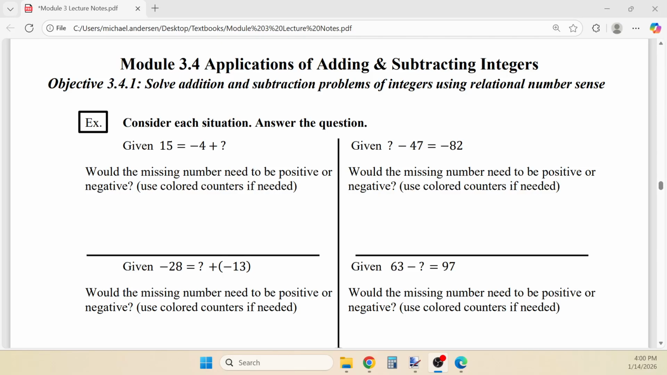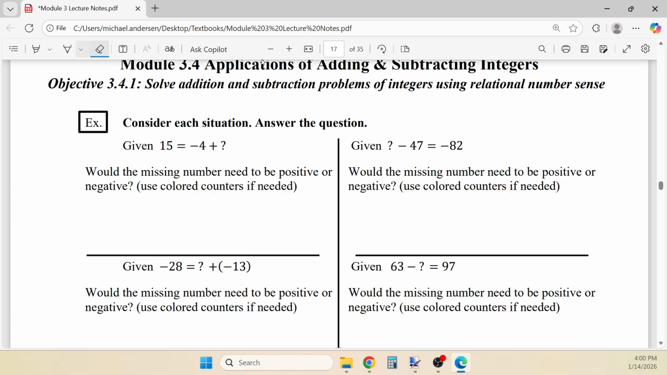Okay, we're going to continue on with this Module 3 lecture note. Yesterday we ended in 3.3. If you have questions about that, please send them to me and I will answer them, or we can answer them in class on Tuesday. So, continuing on, we are going to do applications of adding and subtracting.